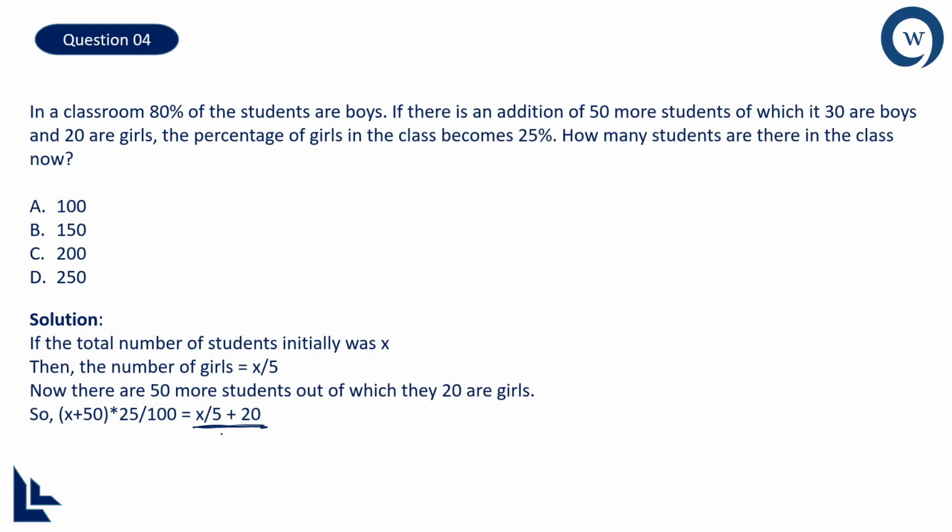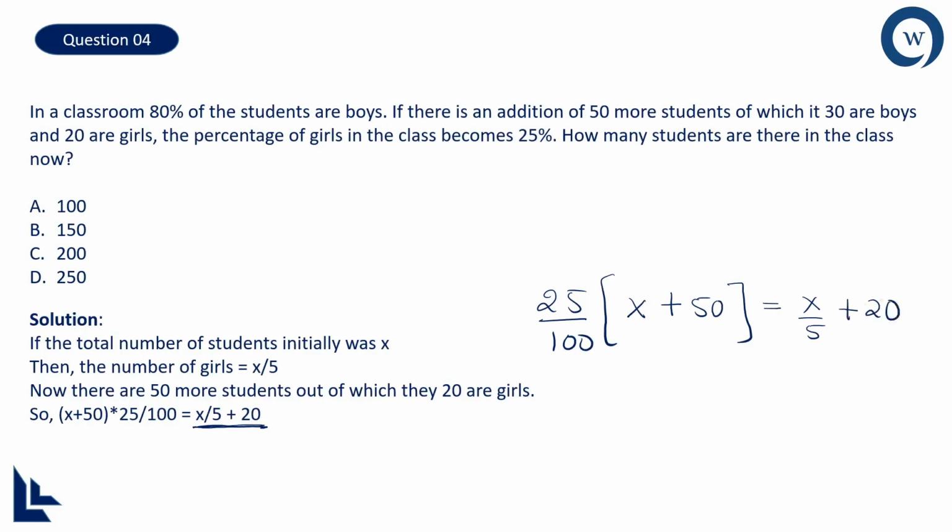And now what is this left hand side? It is simple. After these 50 students joined, the percentage of the girls in the class becomes 25%, right? And that is what is equated here. 25% of the total students in the class right now. How many students are there? Initially x students were there. Right now how many are there? X plus 50 students are there, and 25% of this will be girls, right? And what is the girls count? It is x by 5 plus 20, and that's what is written there.